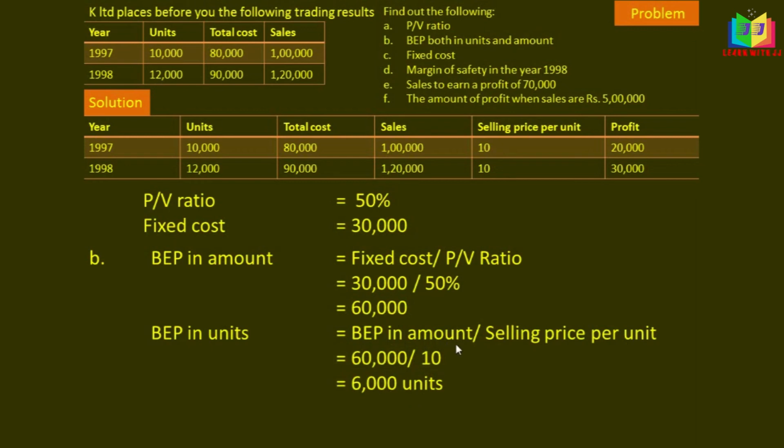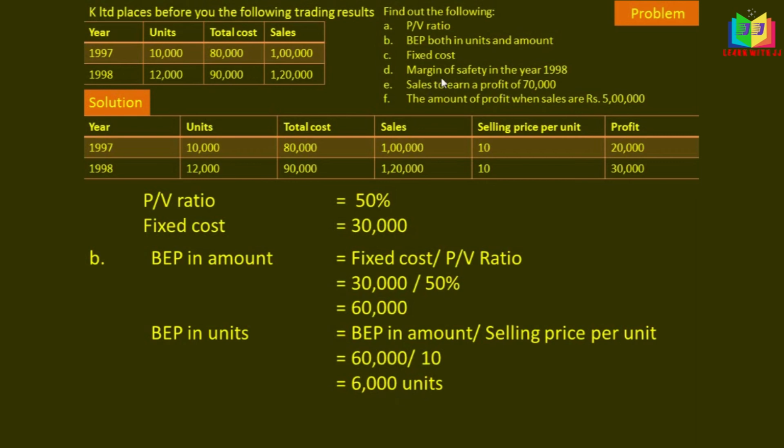The other way also you can find this break-even point, like fixed cost divided by contribution per unit. For that we have to find out the contribution per unit. Then only we can use that formula. So in a simple way, I have solved this using this formula. And the break-even point in units is 6,000 units.